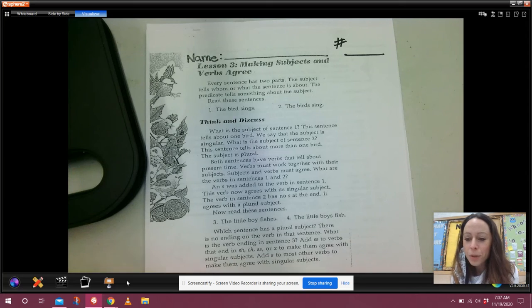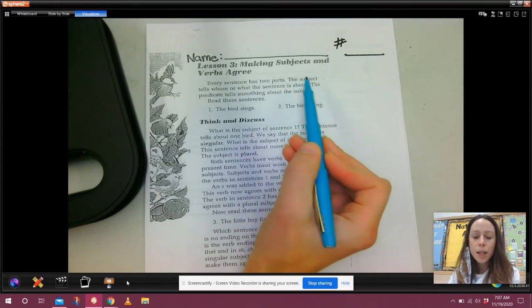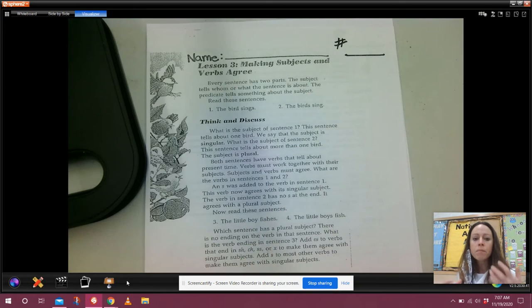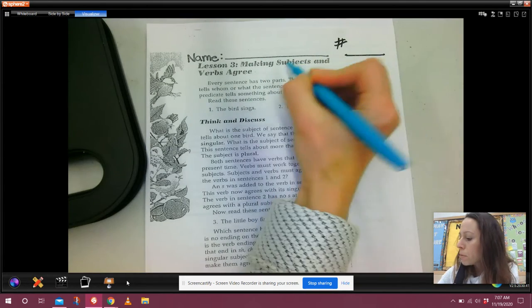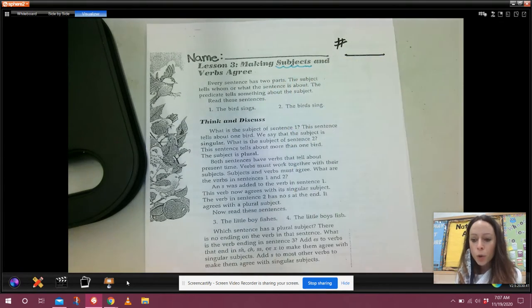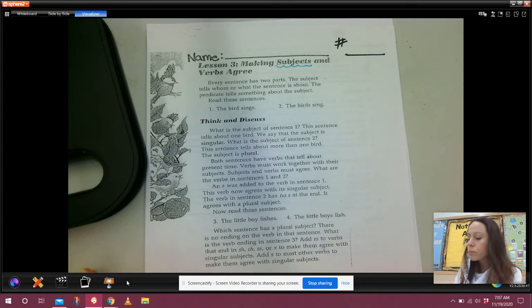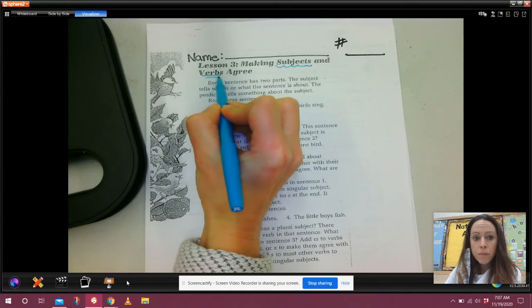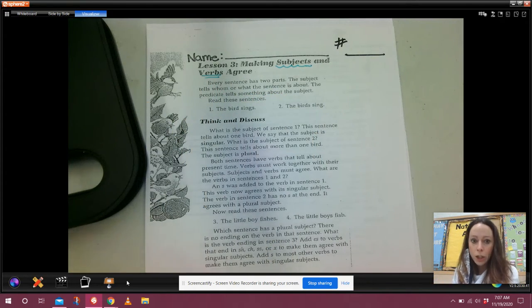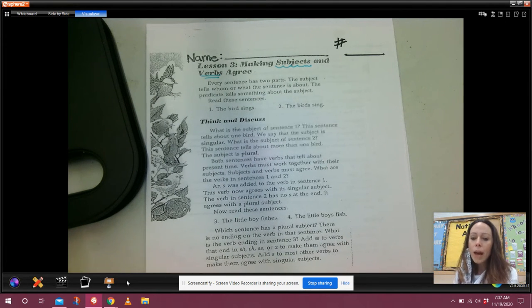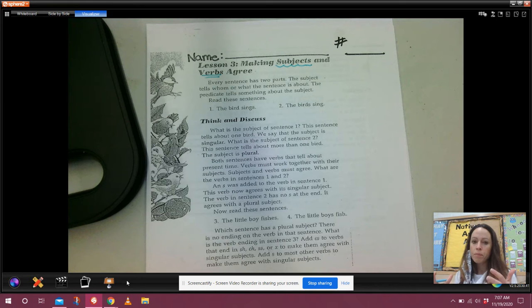Okay, so today we're going to do a little more on making sure that our subjects and our verbs agree in our sentences. So remember, our subjects are who or what our sentence is about. Our verbs are what they do, right? Those are action verbs. They could be linking, there could be helping verbs. We have to make sure they all go together. That way our sentence will make sense.